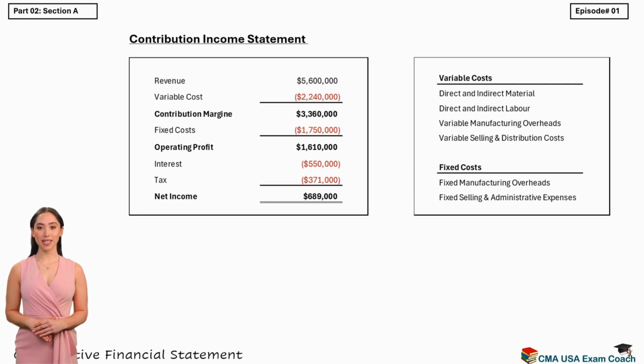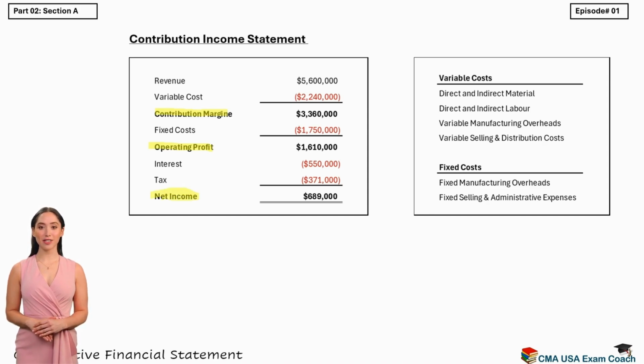As you can see, it begins with revenue, from which we subtract variable costs. These variable costs include all direct, indirect, and other variable expenses. This gives us the contribution margin, a key figure in decision-making. Next, we subtract fixed costs, which leads us to operating profit. From operating profit, we then account for interest and taxes to arrive at the final figure, net income.